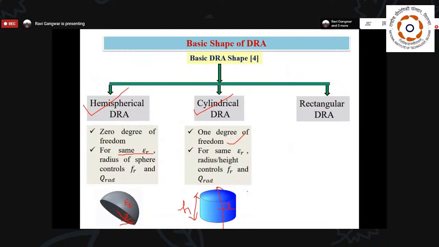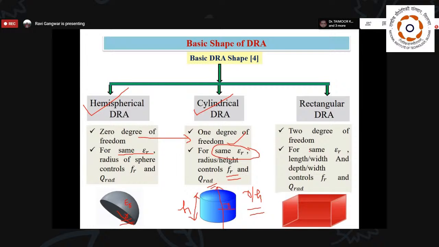The ratio of radius to height plays a large role in controlling the resonant frequency and quality factor. If you keep epsilon r, the dielectric constant, constant, then by changing either r or h, you are able to control the resonance frequency and quality factor. Here we have the radius, but we also have another factor, h. That's why antenna engineers get another flexibility in controlling the resonant frequency and quality factor.